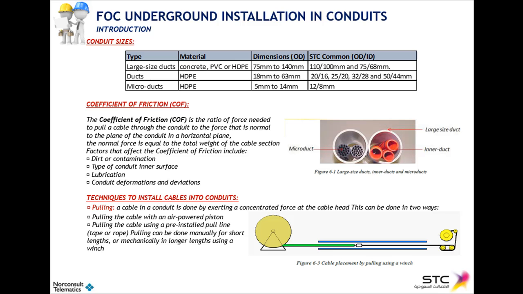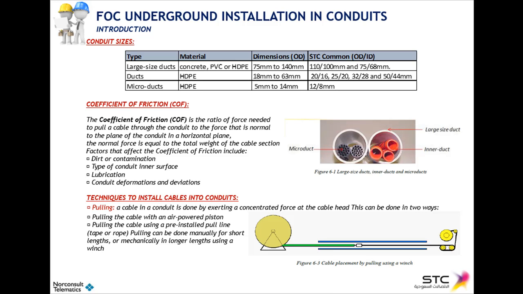There are three main conduit sizes in the market: what we call large-sized ducts, standard ducts, and microducts, made of different materials. Large-sized ducts are typically made of concrete, PVC, or HDPE, whereas ducts and microducts are made of HDPE. Typical dimensions in the market, depending on their size, are stated here.